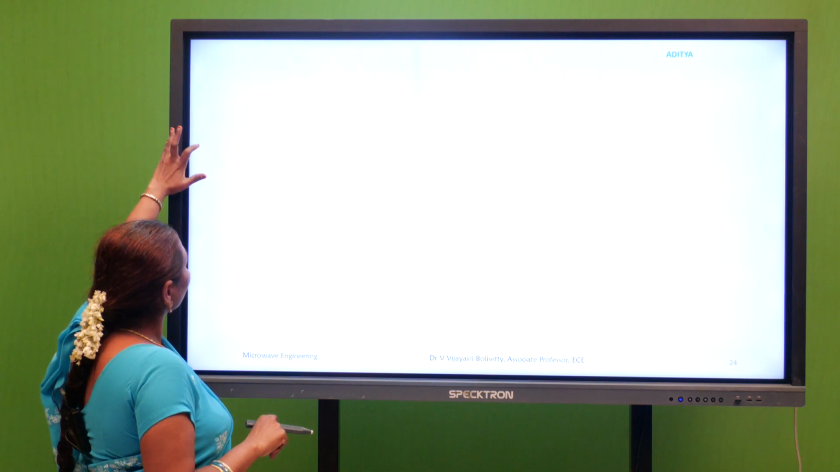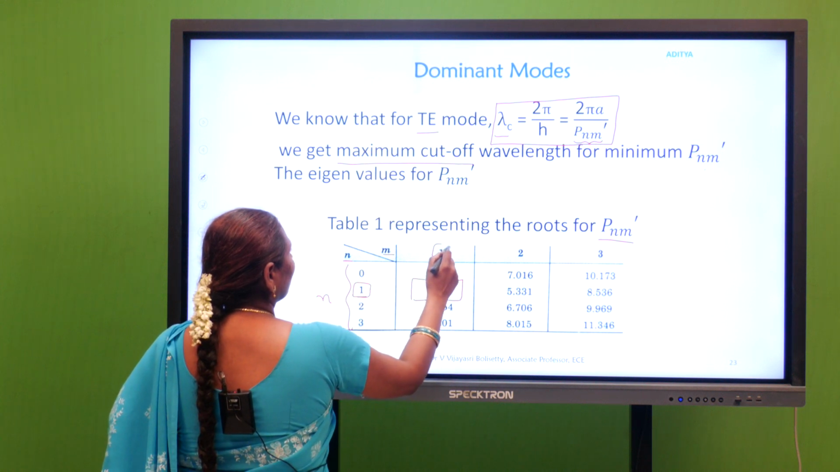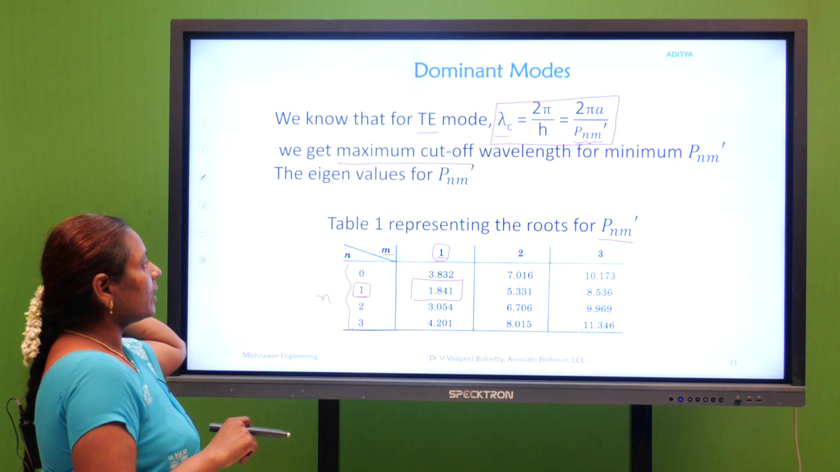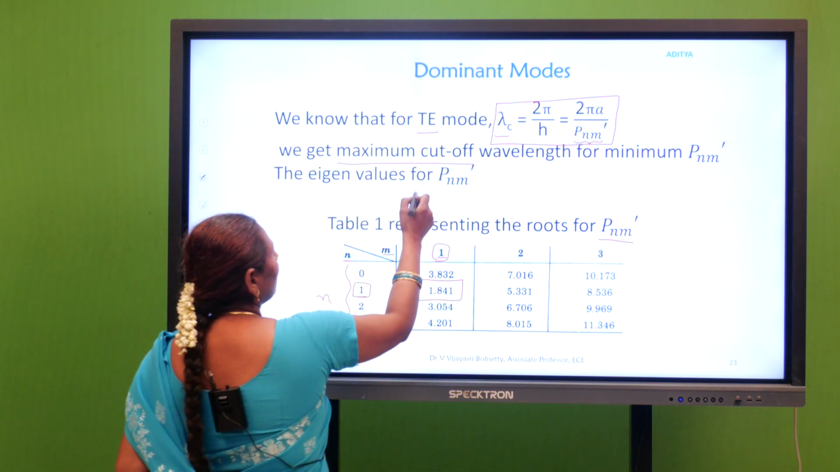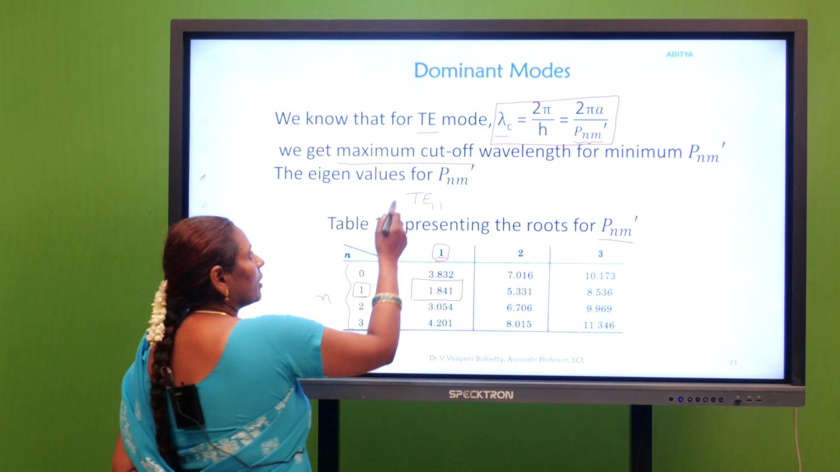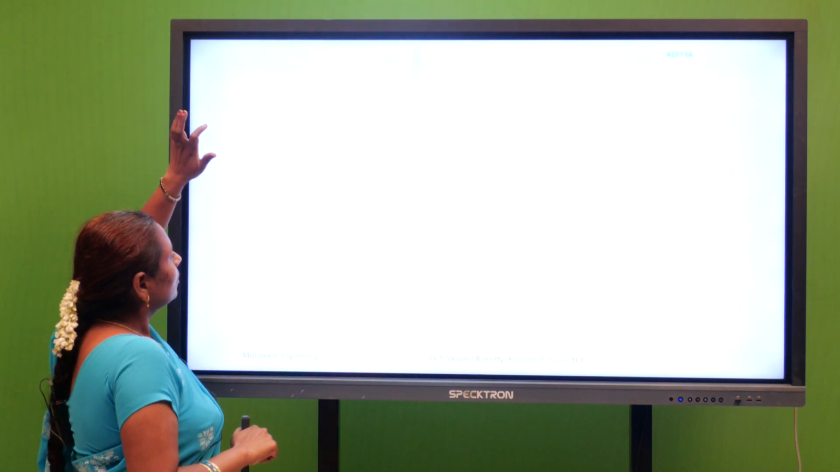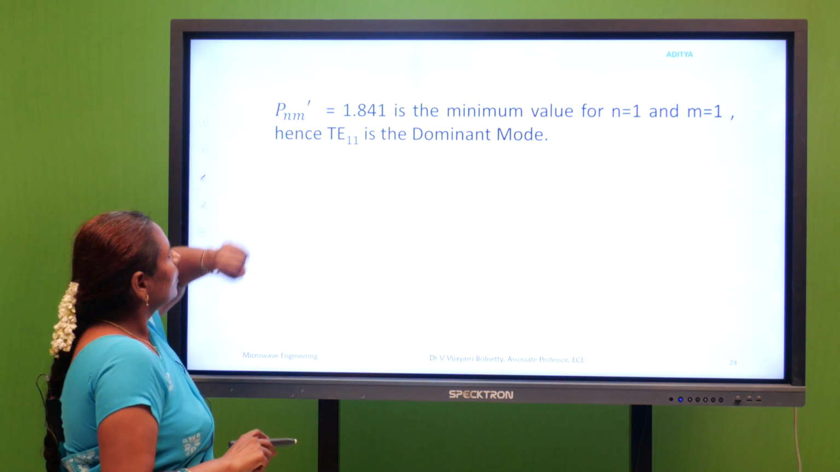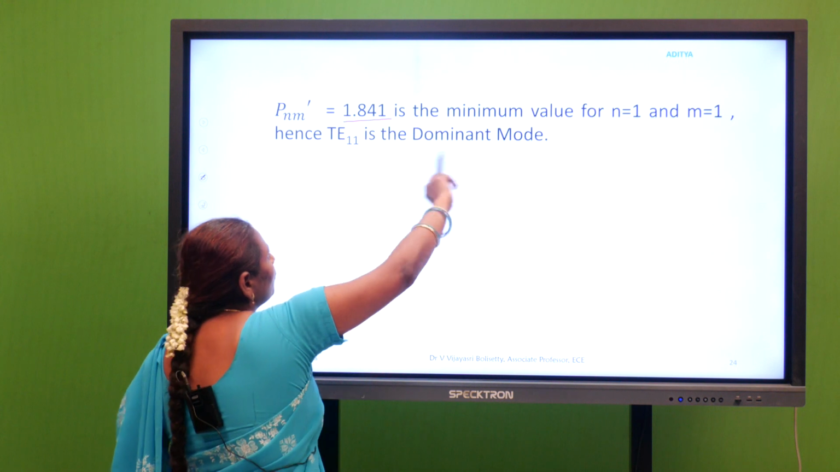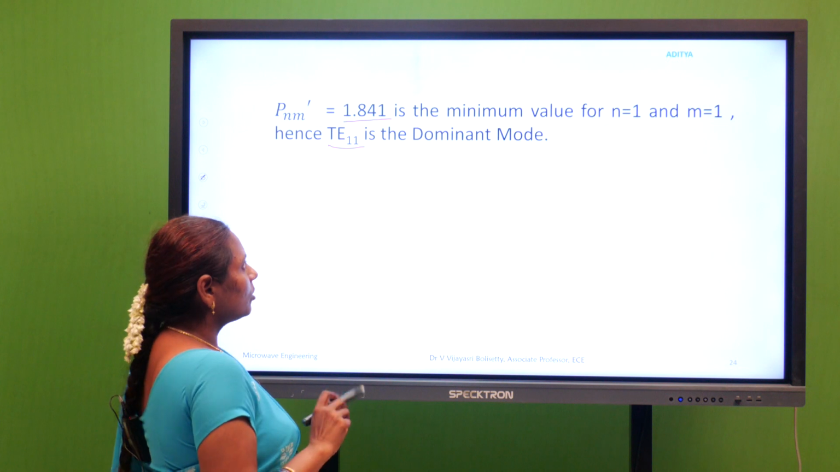Sorry, n is 1 and m is 1. So, for TE mode, we consider n is 1 and m is 1 as the dominant mode, that means TE11. So, this is the dominant mode in the circular waveguide. For Pnm dash equal to 1.841 we get the minimum value for n 1 and m 1, and hence TE11 is the dominant mode.